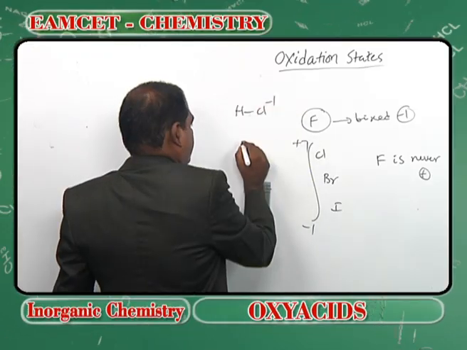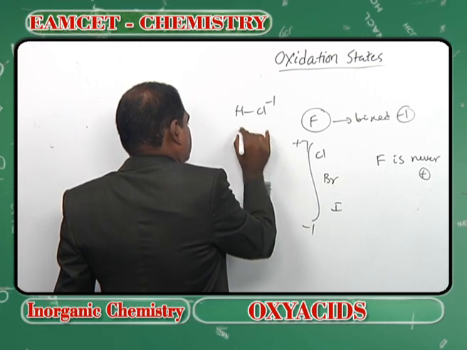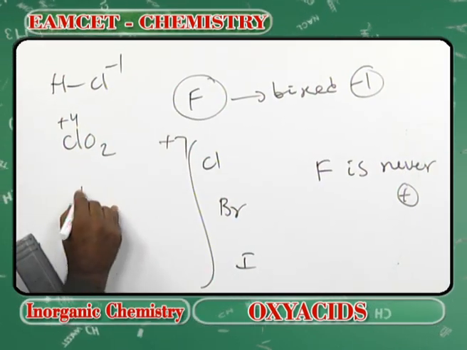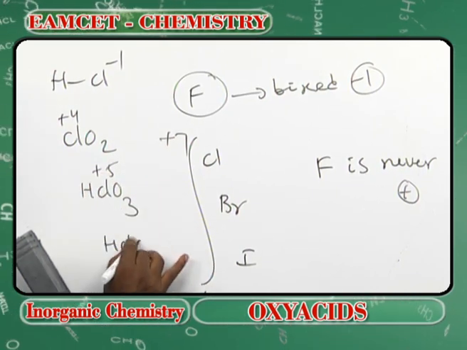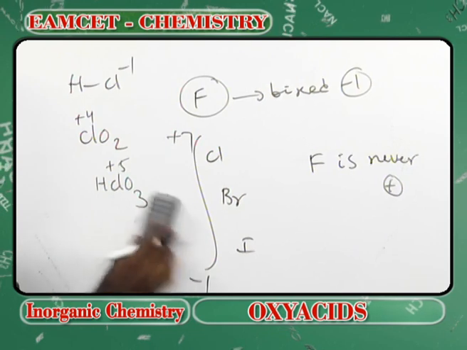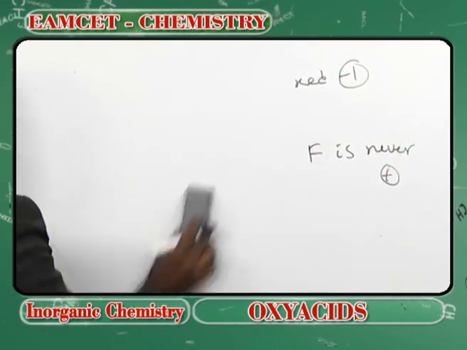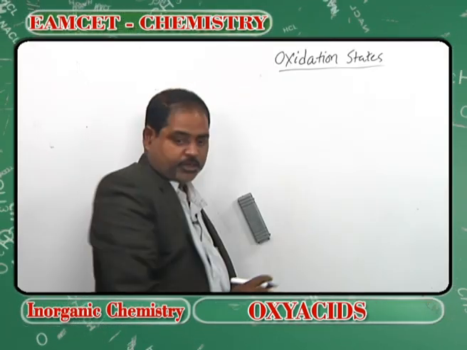HCl, it is minus 1. ClO2, it is plus 4. HClO3, it is plus 5. HClO4, we have already seen plus 7. So we have minus 1, plus 3 and so on. So next question.